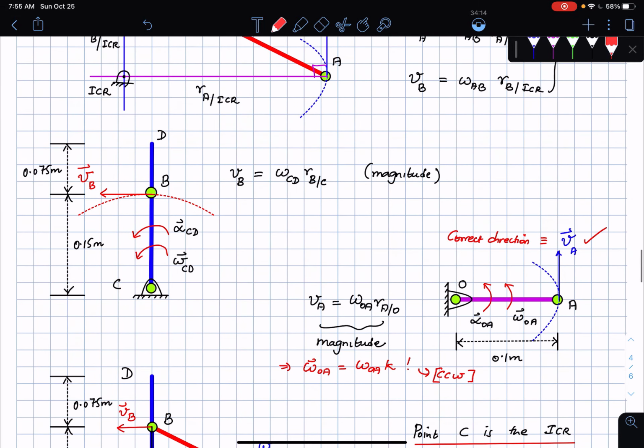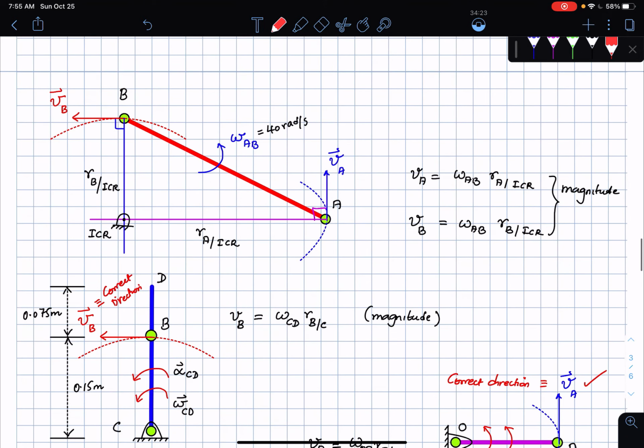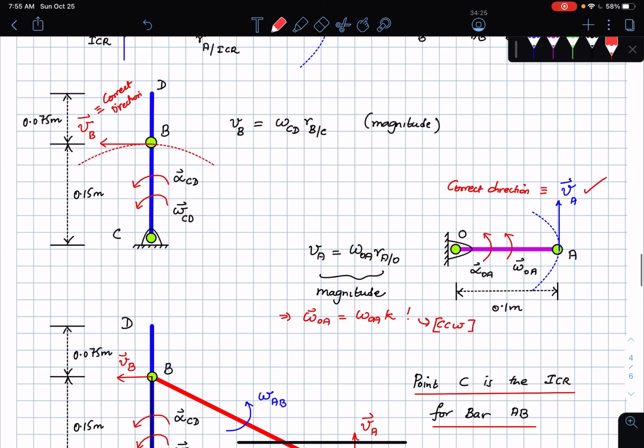Likewise the direction of VB is correct. Who said this was the correct direction? We just did that from the ICR analysis. And so this implies that omega CD has to be, my C, my O and D look the same, I'm pretty mad at that. So this is omega CD times k. This is also counterclockwise, so this direction is correct, and likewise the direction of omega OA is also correct.